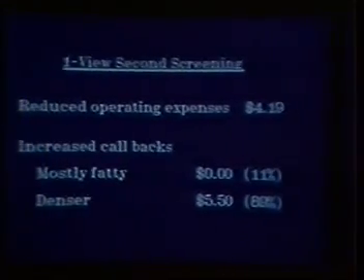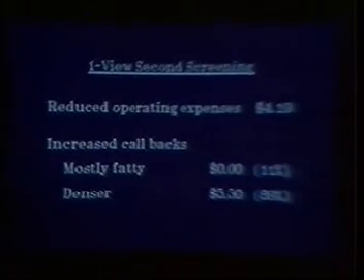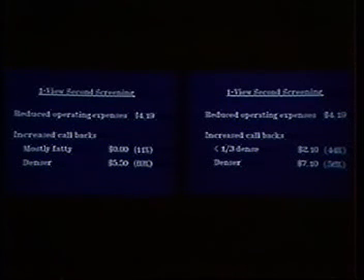I hope you get the sense that although this is a little bit more cost-effective than this, neither one of them saves a lot of money. $1 per patient is a very small amount of money considering the overall costs of screening.